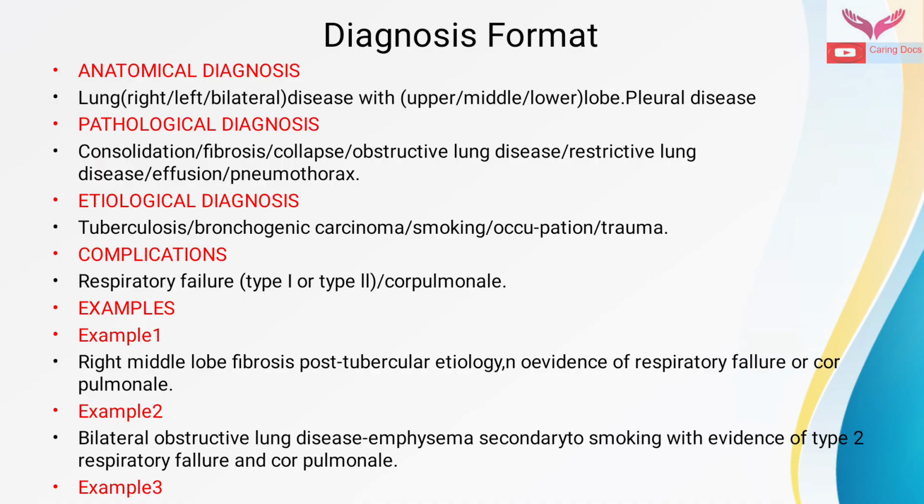Similarly, we have to comment on complications like respiratory failure, cor pulmonale. For example, if we take right middle lobe fibrosis, post-tubercular etiology. Right middle lobe fibrosis is the anatomical, post-tubercular fibrosis is pathological and etiological, and with the evidence of respiratory failure or cor pulmonale is the complication. In this way, we have to make the diagnosis.